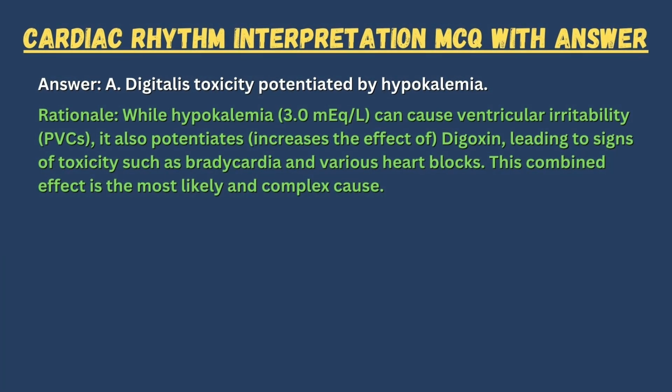Answer: A. Digitalis toxicity potentiated by hypokalemia. Rationale: While hypokalemia, 3.0 milliequivalents per liter, can cause ventricular irritability, PVCs, it also potentiates, or increases the effect of, digoxin, leading to signs of toxicity, such as bradycardia and various heart blocks. This combined effect is the most likely and complex cause.